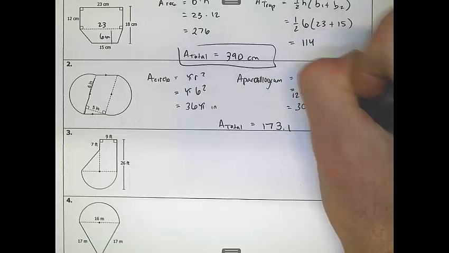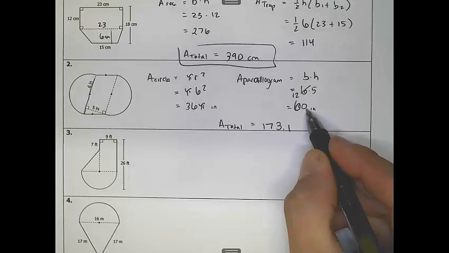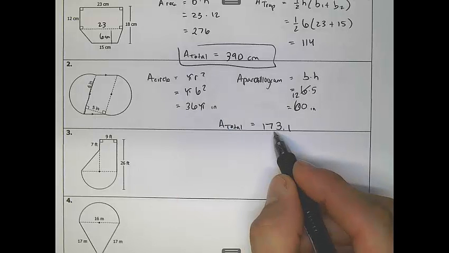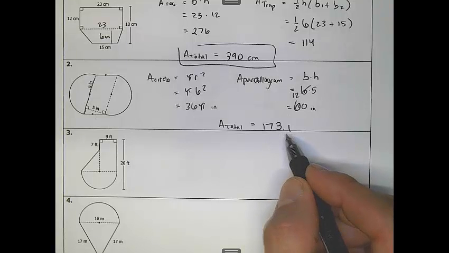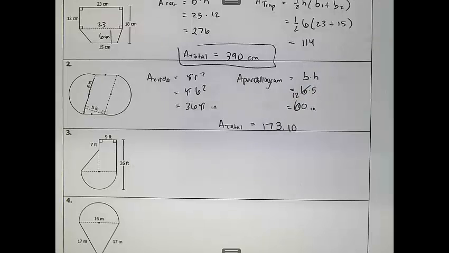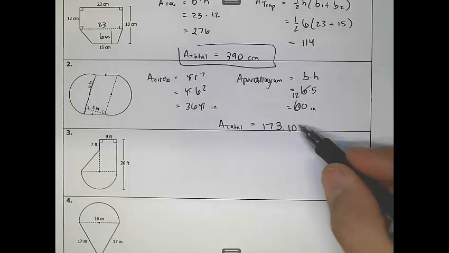So 12 times 5, which is 60. So I had half the answer I should have had for the area of the parallelogram. But if you add 60 plus 36 pi, you do get the right answer rounded to the nearest hundredth, which is 173.10. You don't need to include this 0 here. I'm just showing that as the hundredths place.